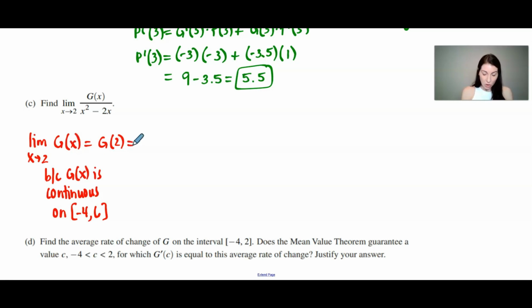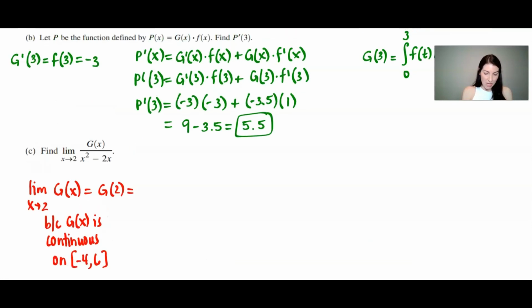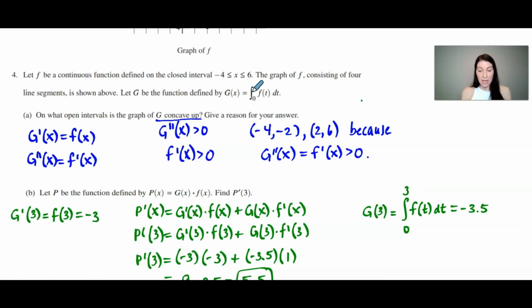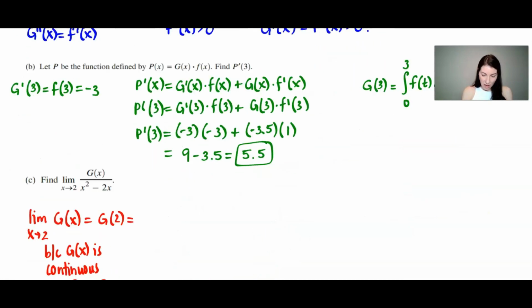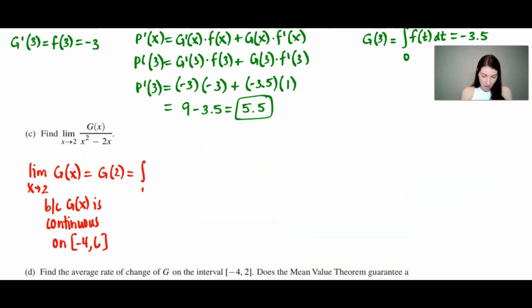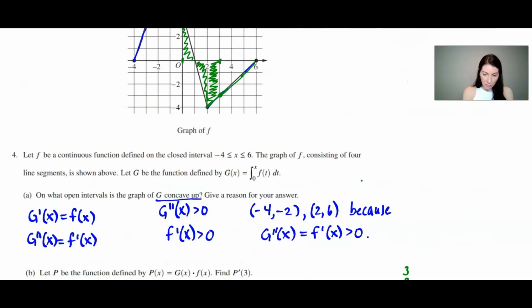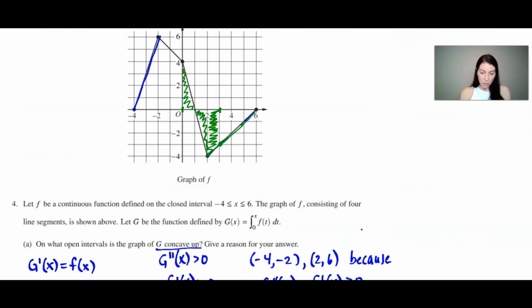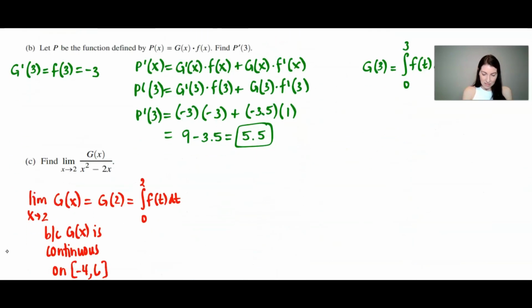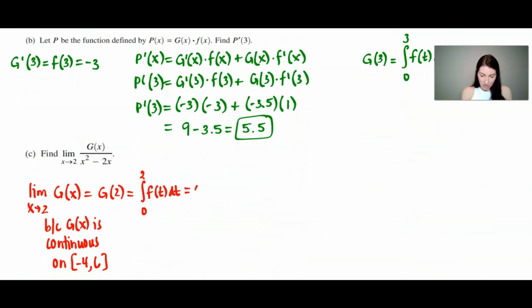So to find g of 2, well, g of 2 would be the same thing as taking this integral and plugging in an x value of 2. So that would be the area from 0 to 2 under the f of t dt function. And if I look up here at my graph, from 0 to 2, we talked about how this area of this triangle would cancel out with this area because they would have the same exact areas, just one is above and one is below the x-axis. So the limit of the numerator is 0.